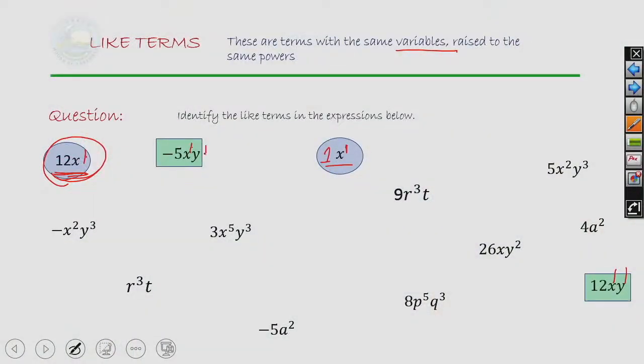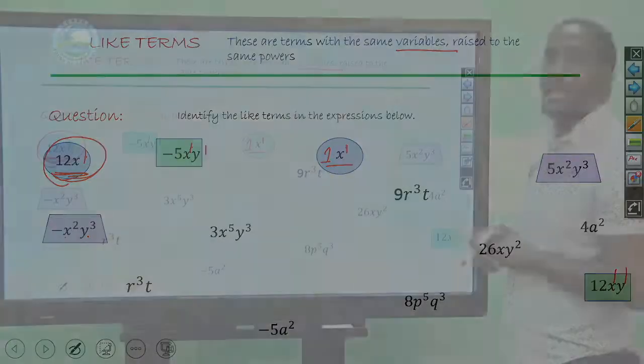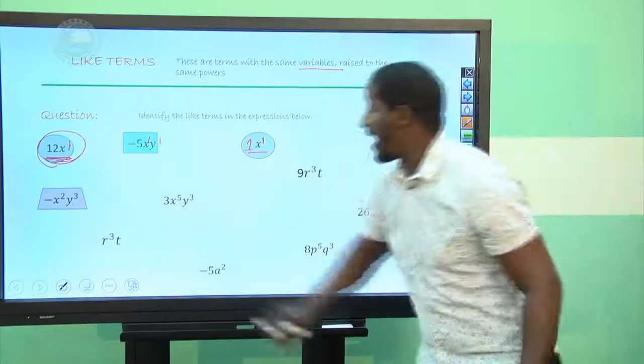So these two are like terms. Any more like terms you see? Correct, that is right. Here, the x is squared, the y is cubed. If another term is like this term, then the x must be squared and the y cubed. So these two are like terms.